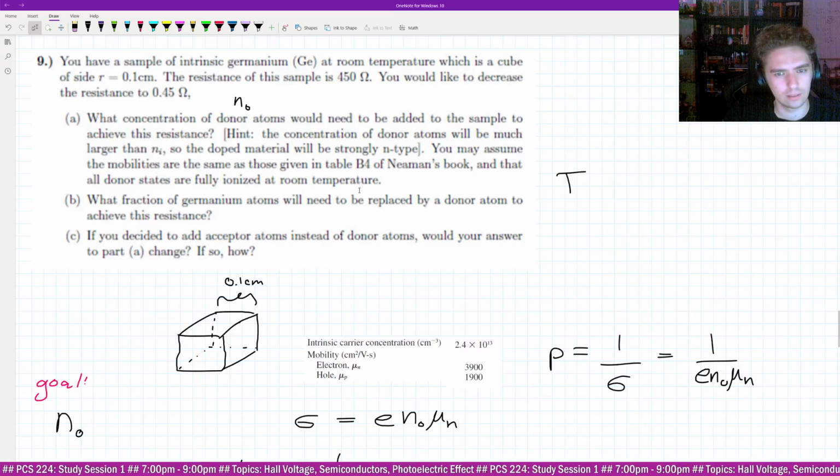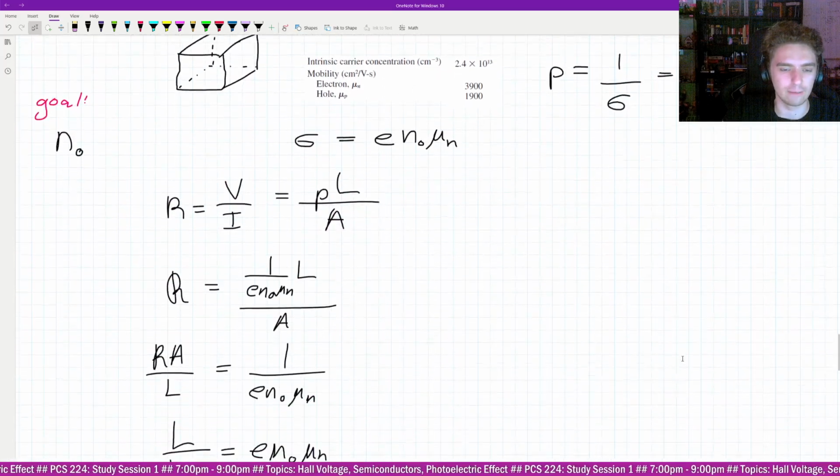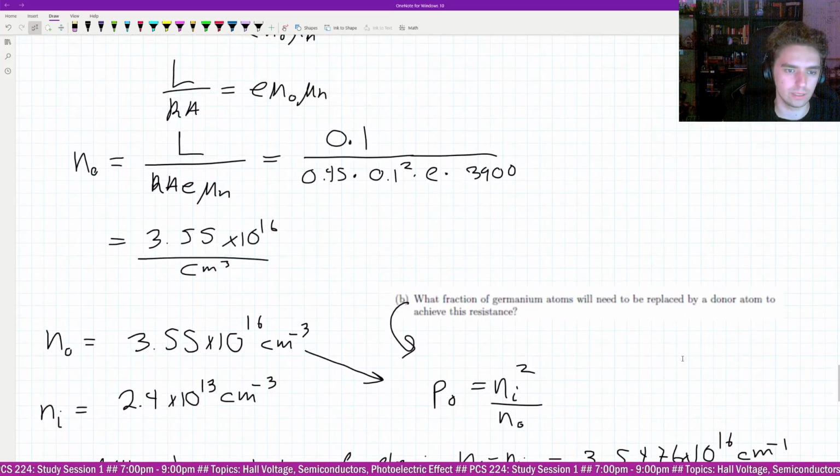Because we're adding acceptor atoms, and every time that you add either acceptors or donors, you ignore the other. Oh, you're ignoring the other. Yeah, because it starts out intrinsic, and then you're going to add something to it, so you can ignore the other one. Okay, so you'd get that number there.